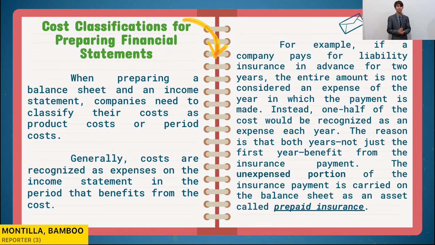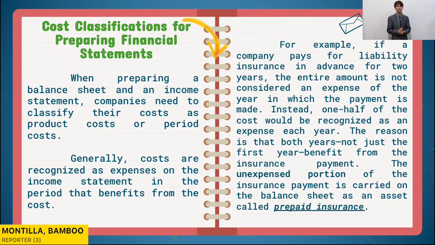Generally, costs are recognized as expenses on the income statement in the period that benefits from the cost. For example, if a company pays for liability insurance in advance for 2 years, the entire amount is not considered an expense of the year in which the payment is made. Instead, one half of the cost would be recognized as an expense each year. The reason is that both years, not just the first year, benefit from the insurance payment. The unexpensed portion of the insurance payment is carried on the balance sheet as an asset called prepaid insurance.